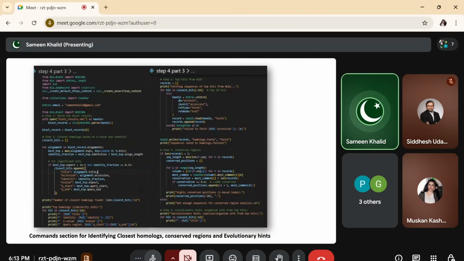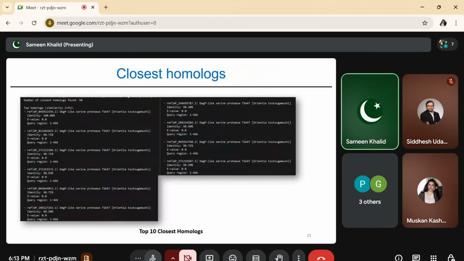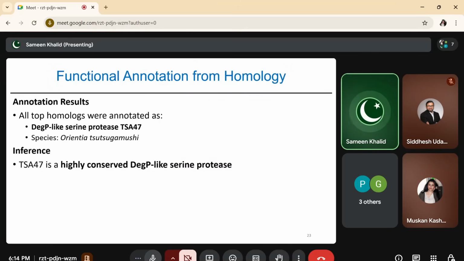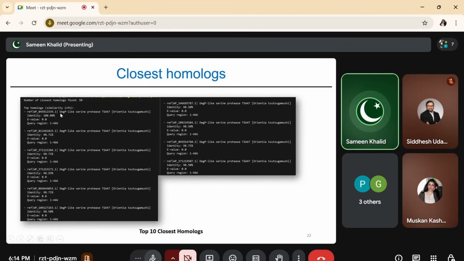So this was the command section, and these were the top 10 closest homologs. As we can see, from 98% to 100% is the identity or score of all these top homologs, and we can also see that the e-value remains 0.0, which actually indicates that these are the strongest closest homologs. So the functional annotation from homology was thus that, as we can see in this, all our proteins were DedA-like serine protease TSA47, which shows that this protein is highly conserved.